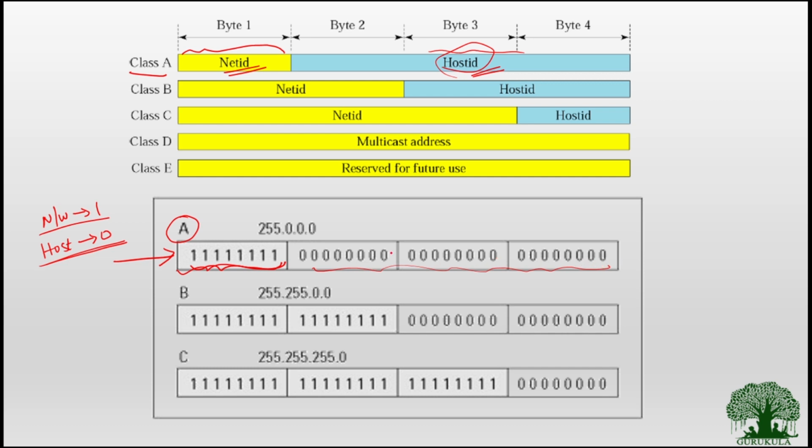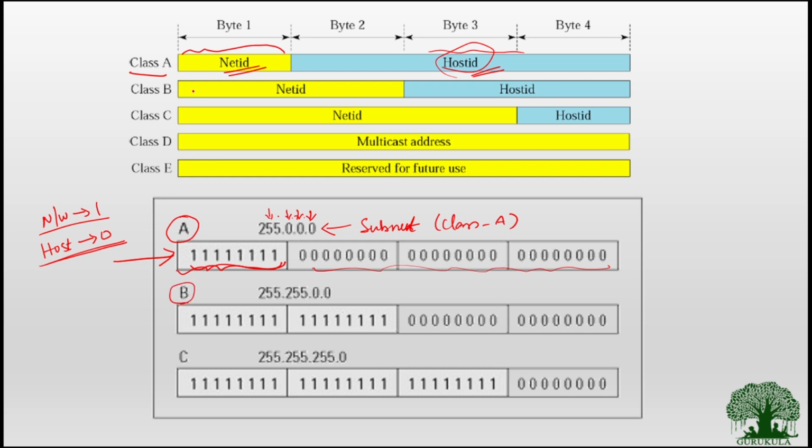This is a binary representation, and when you convert it to dotted decimal representation, we get 255.0.0.0. This will be the default subnet mask as far as class A is concerned.